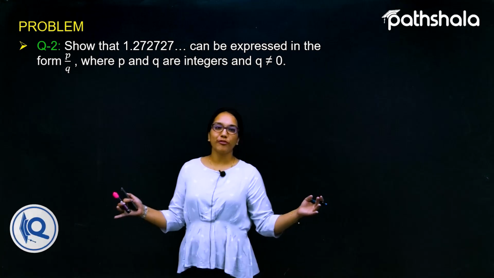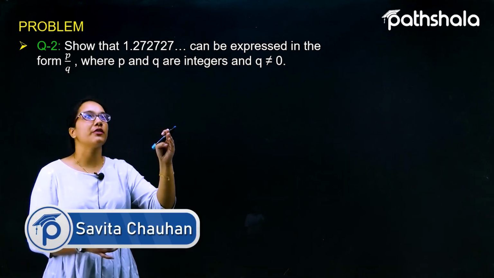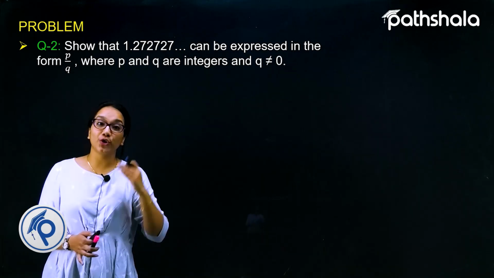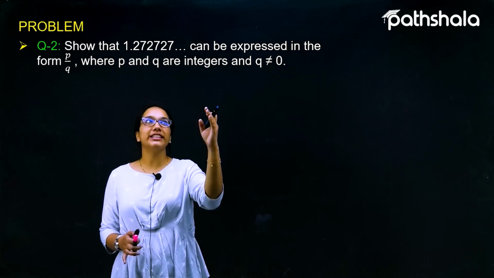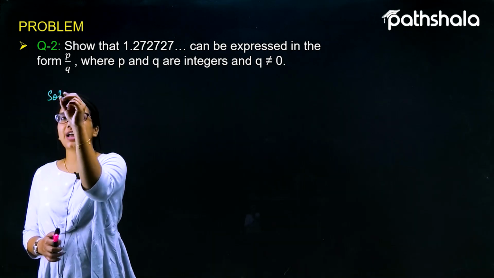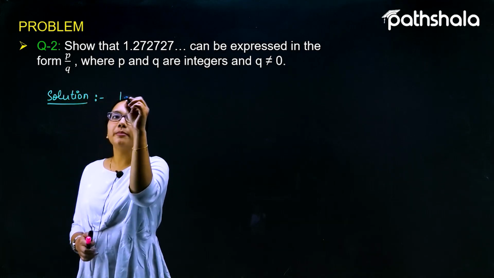So let's just move on further towards question number 2. Question number 2 says: show that 1.2727 and so on can be expressed in the form p by q, where p and q are integers and q cannot be equal to 0. So let's start the solution of this particular question.